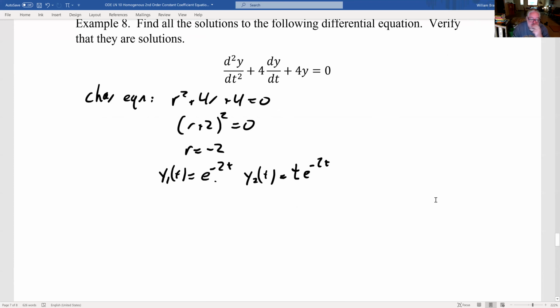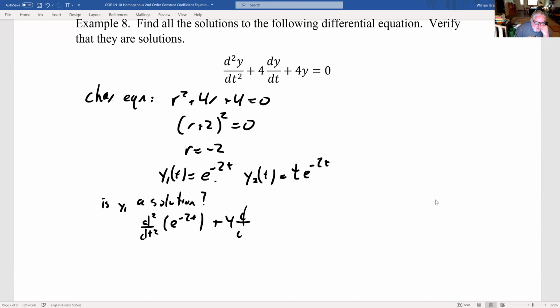So to verify that these things are solutions, we just have to differentiate them. So is y1 a solution? Well, you plug it in and see if it works. So d squared dt squared of e to the minus 2t plus 4 d by dt of e to the minus 2t plus 4 e to the minus 2t equals what? Well, this is plugging e to the minus 2t into the left-hand side.